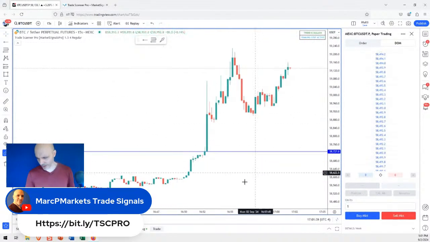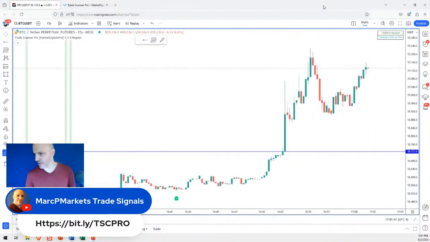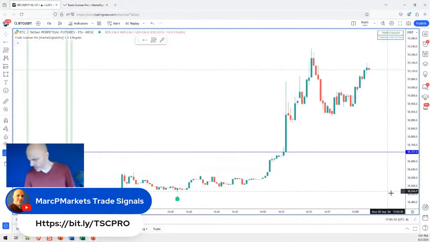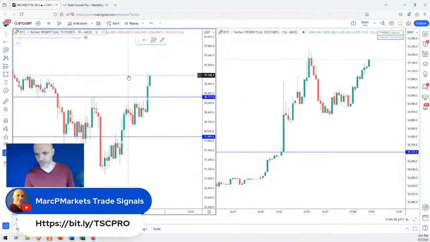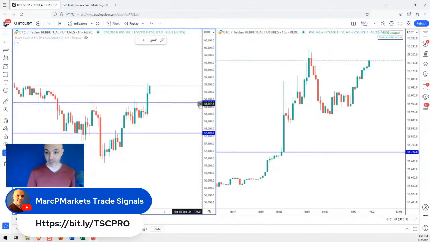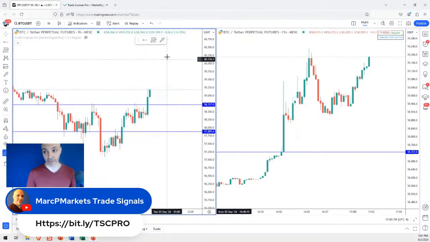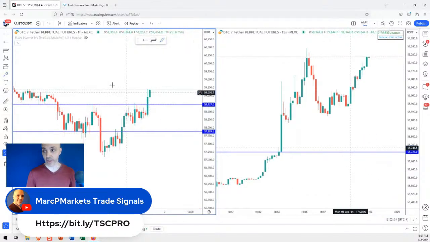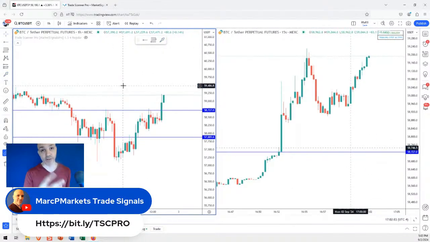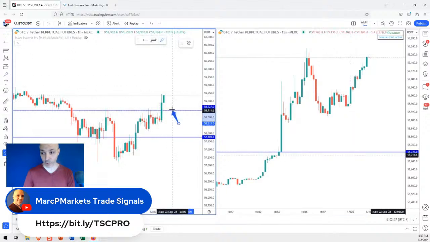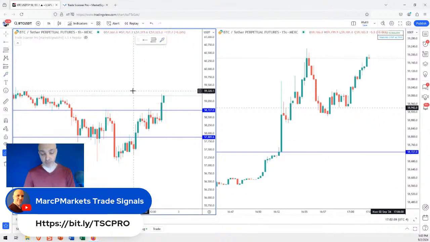Any questions? All right, I'm going to turn this off over here. Okay, nice for Bitcoin to cooperate. Now again, remember, guys, this all came from higher low, higher low, higher high analysis that we had done on the hourly previous to this move. And the Trade Scanner Pro helped us find an entry, and it kept us in for a broader portion of this move on the bigger picture.